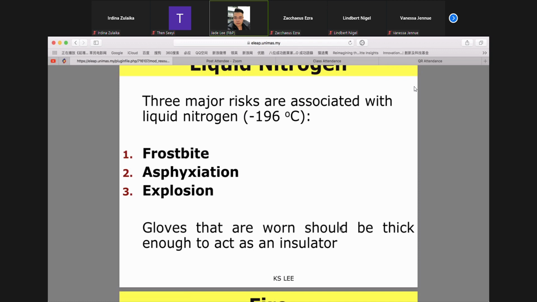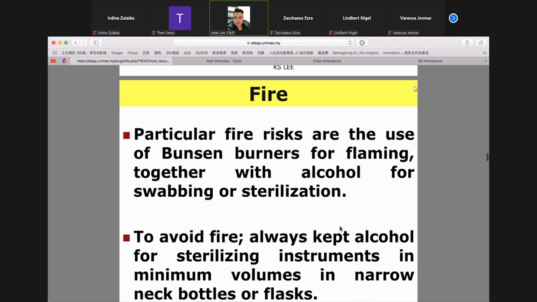So bear in mind, when you handle liquid nitrogen, you must wear a proper outfit and also the correct type of glove, not the normal glove, but gloves that are specially designed for handling liquid nitrogen. All right.